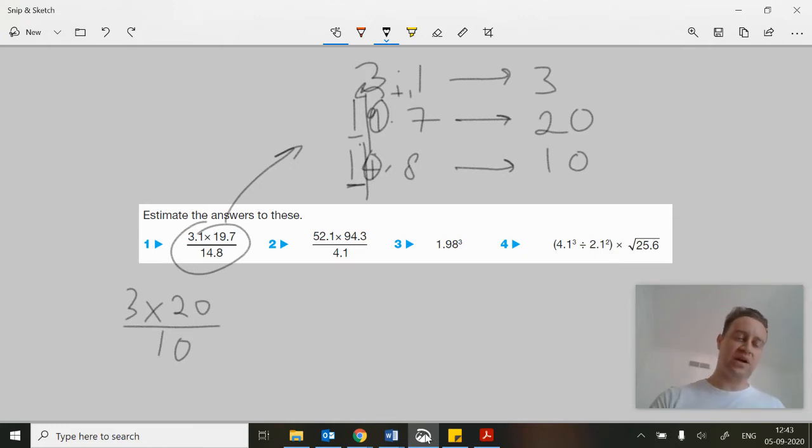Alternatively, if you don't like doing calculations in your head, at this stage, once we've done the process, you can do it on your calculator. And IGCSE allows you to do that. That's not really the point of estimation, but in the exam, you're allowed to use a calculator. So there you go. You can also write your curly equals sign there too. That means approximately equals. So this thing is approximately equal to 3 times 20 divided by 10, which is equal to 6. 60 divided by 10 is 6.